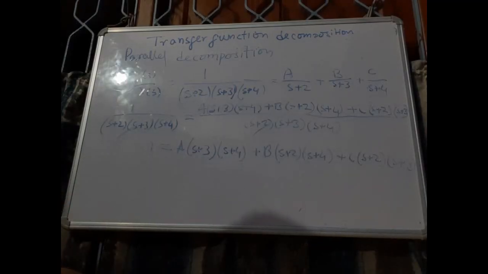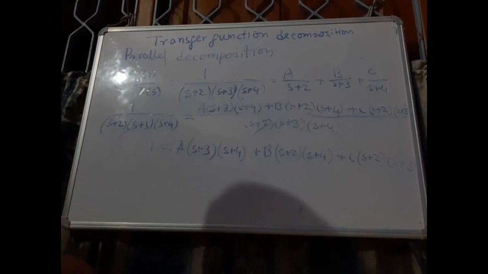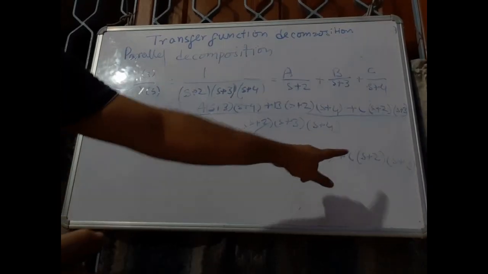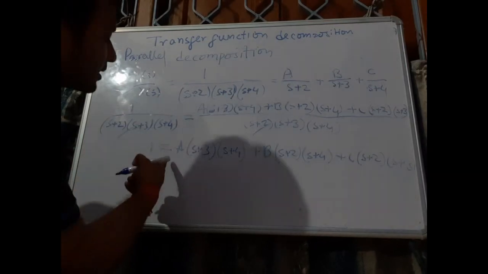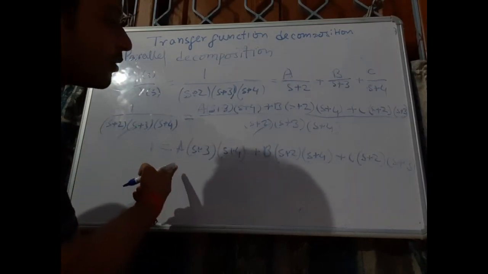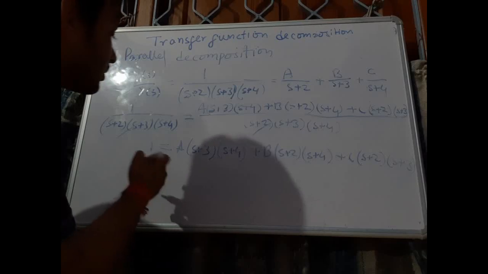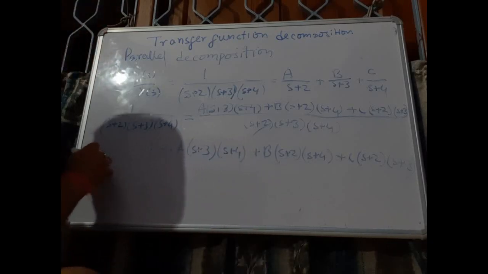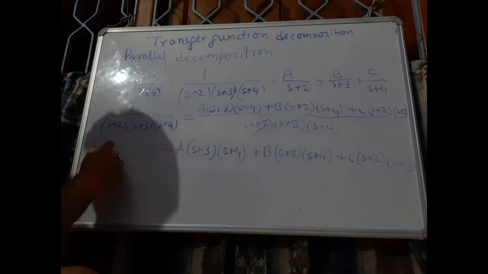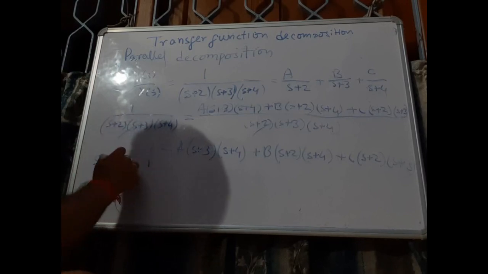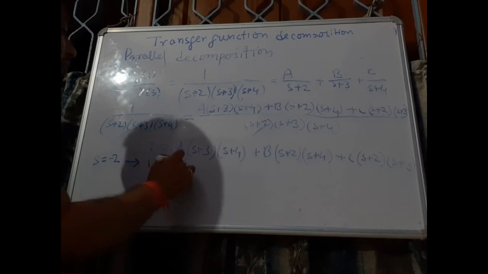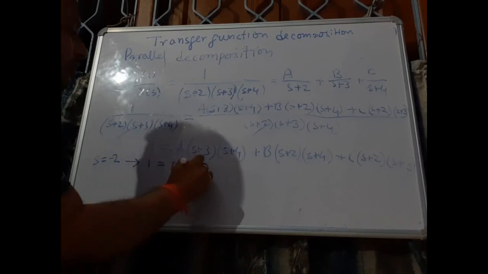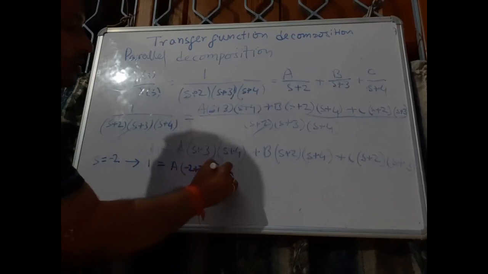Now we have to obtain these coefficients a, b and c. For that, to obtain a, we put s equal to minus 2. So this will be 1 is equal to a into (minus 2 plus 3)(minus 2 plus 4).